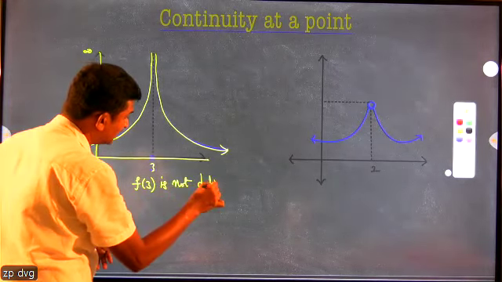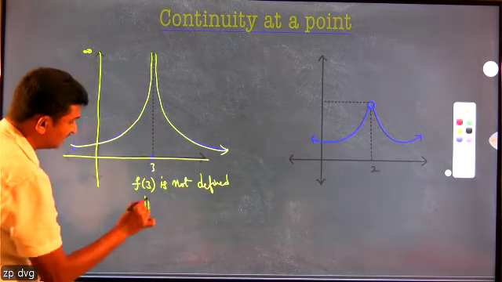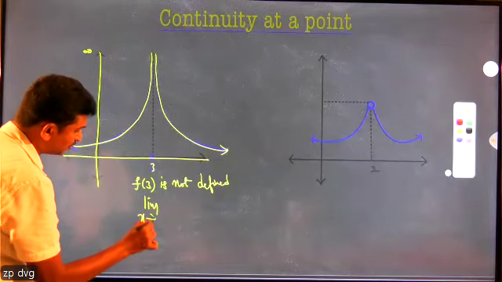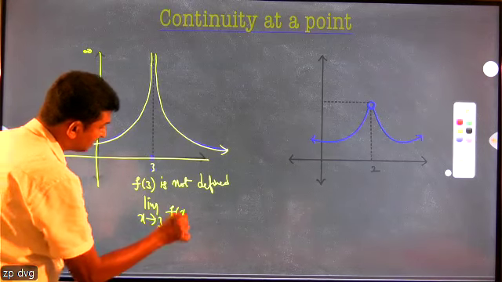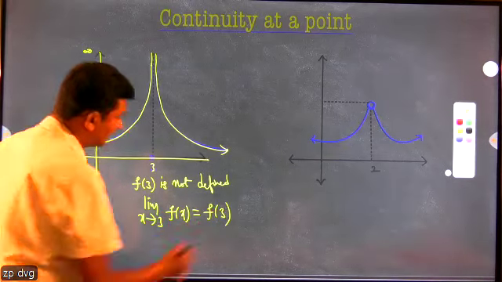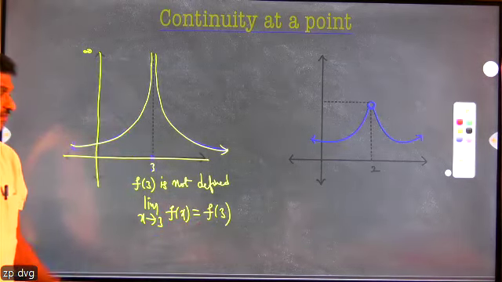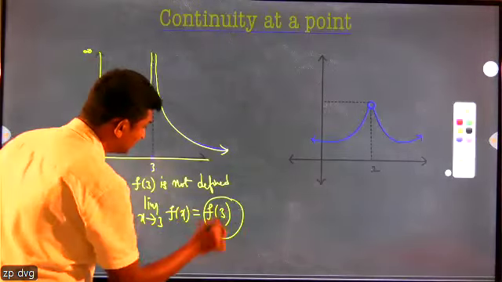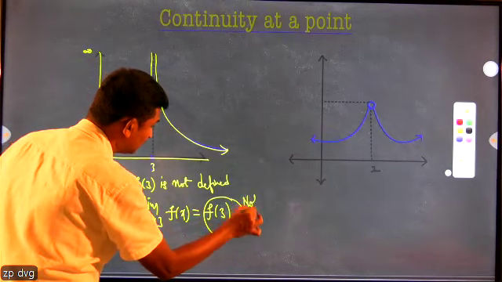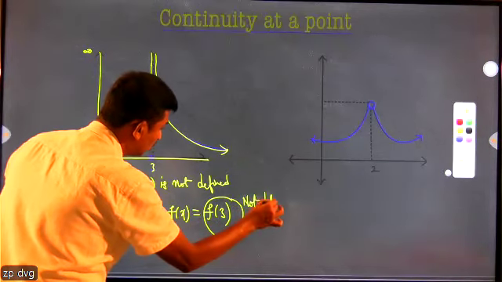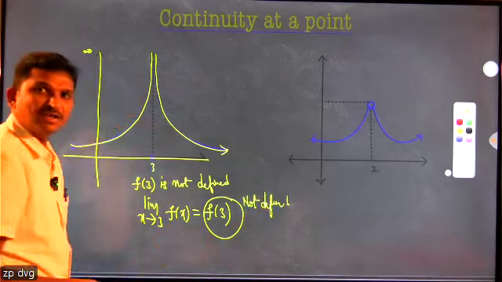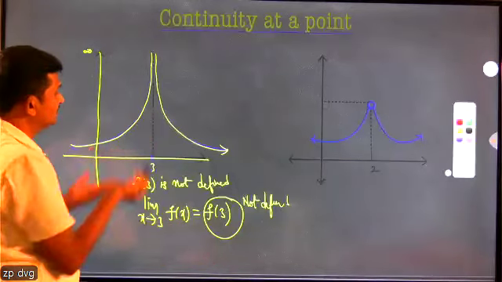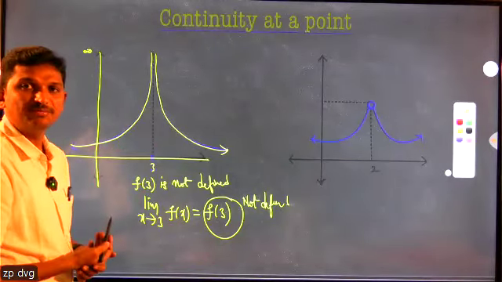Right? How to check the continuity? We'll check like this: limit x approaches 3, f of x equal to f of 3. If this holds good, then we say that the function is continuous at x equal to 3. But f of 3 is not defined. When it is not defined, how will you check whether these two are equal? We cannot check. That's why we say that this is discontinuous at x equal to 3, right?